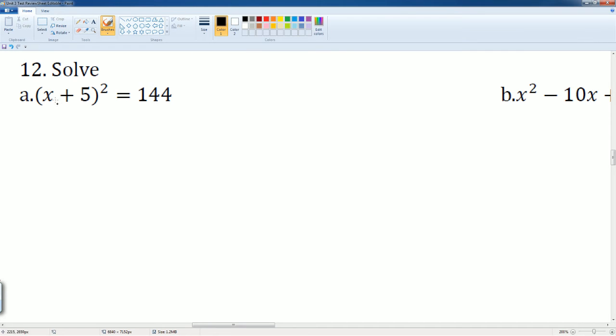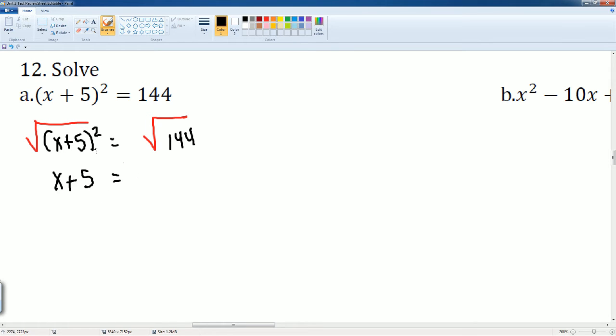Okay, first of all, I see that this is (x plus 5) squared equals 144. My goal is to get rid of that squared first because I need x alone. So what I'm going to do is square root both sides. The act of square rooting both sides will allow me to get rid of the exponent. As a result, I get x plus 5 on my left-hand side and the square root of 144.